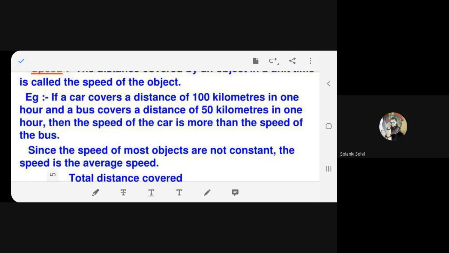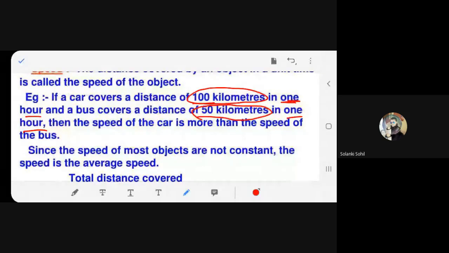Because 1 hour is common, so you don't consider that. What you have to consider now is more distance in the car and less distance in the bus. So obviously the speed of the car is more than the bus. Simple.